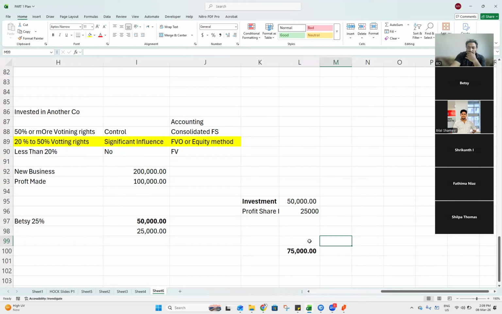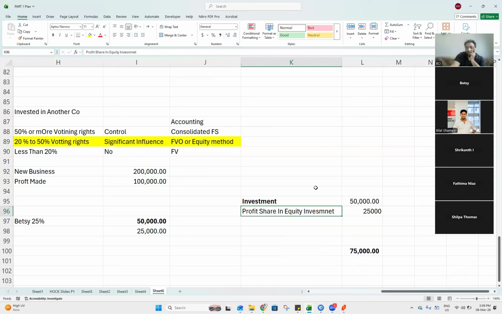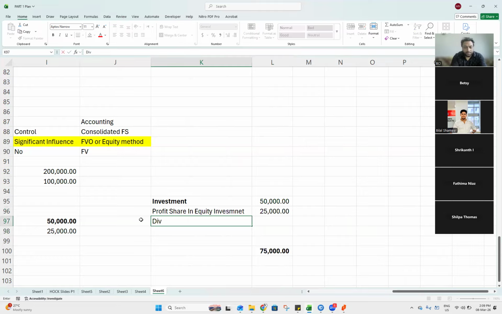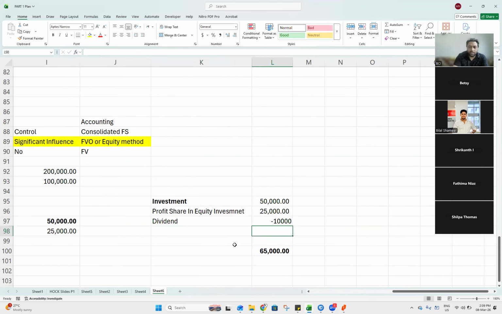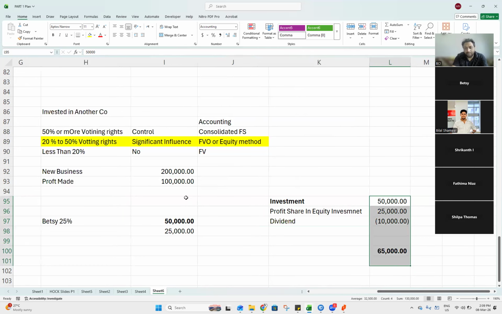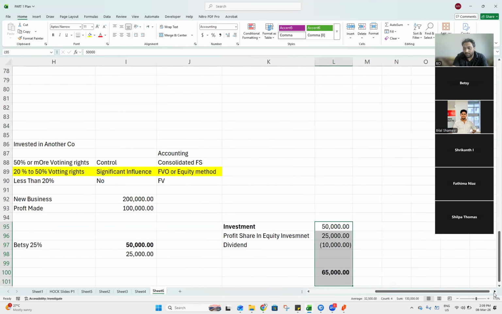But when you prepare your P&L, you will have a line item called profit share in equity instruments investment. Clear? Okay. Then I paid you a dividend, like 5,000 dirhams or 10,000 dirhams. So the total outstanding you have to get from me is only how much? 65,000. Clear?